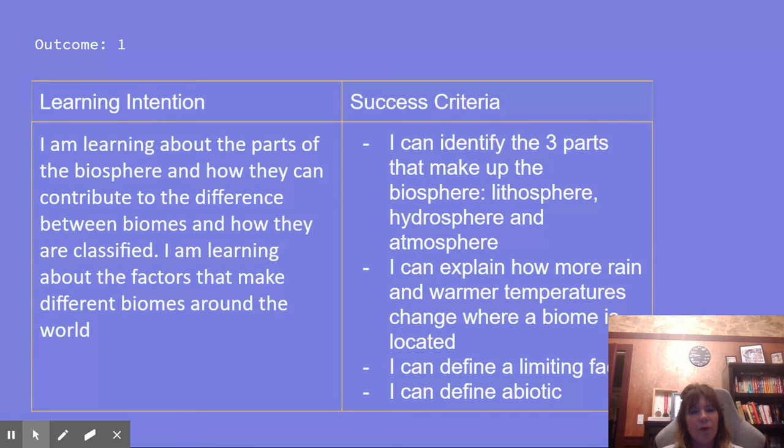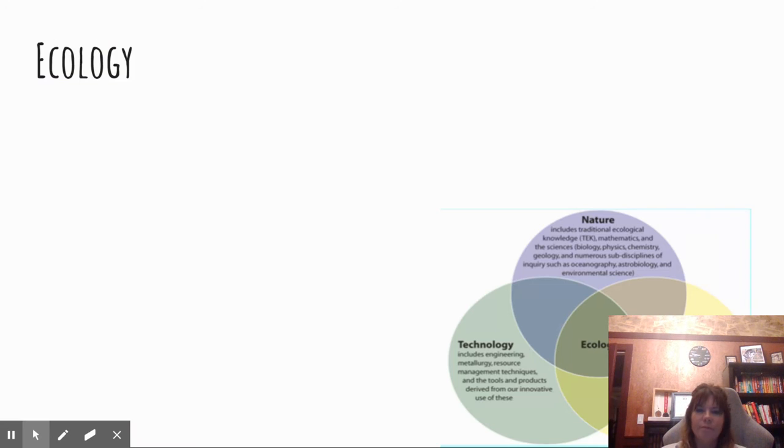So today you're learning about the parts of the biosphere and how they contribute to different biomes and how biomes are classified. You're also going to learn about the factors that make biomes different all over the world. So today's job is you can identify three parts that make up the biosphere: the lithosphere, hydrosphere, and atmosphere. Explain how rain and warmer temperatures change where a biome is located. And then you're going to define what is a limiting factor and what is abiotic.